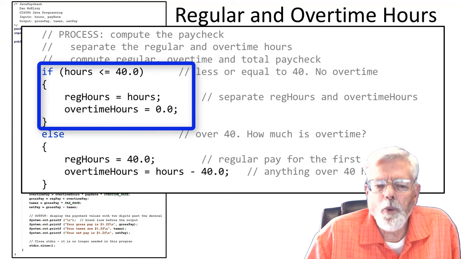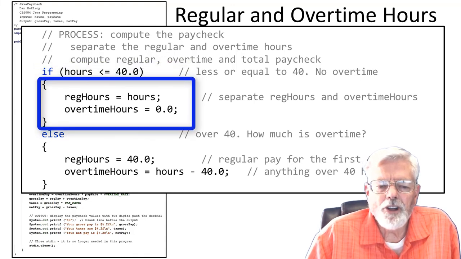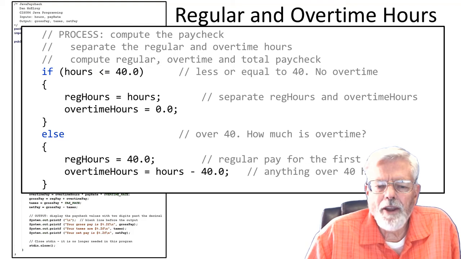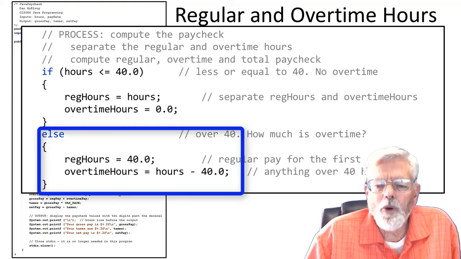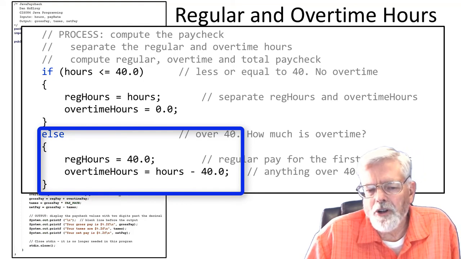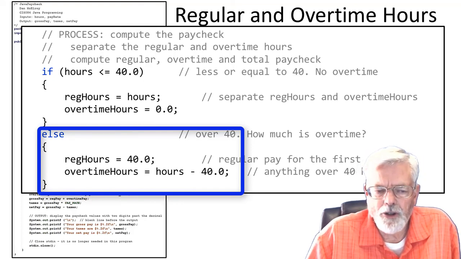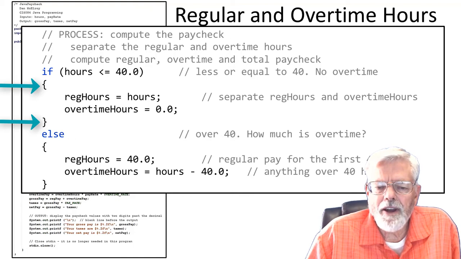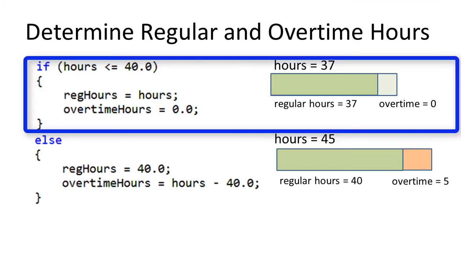When the expression evaluates true, that means there's no overtime and the block of code attached to the if statement is executed. When the expression evaluates false, the block of code attached to the if statement is skipped over and the code attached to the else statement is executed. The curly braces identify the begin and end of each block of code. If there is no overtime, just set the regular hours to the number of hours worked and the overtime to 0.